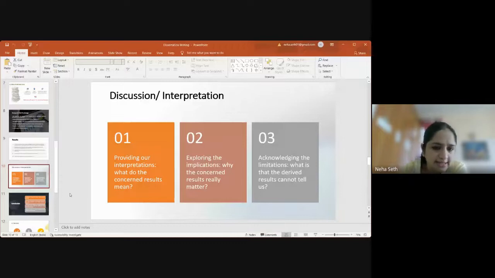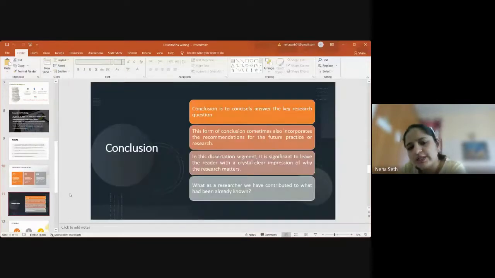Now, coming to the last chapter, that is conclusion. Sometimes this chapter can be written as summary, conclusion, and future scope. Sometimes it is only conclusion. Sometimes it's summary and conclusion. Sometimes it is conclusion and future scope. So again, it depends on your supervisor and your university's ordinance, how you have to present this chapter.